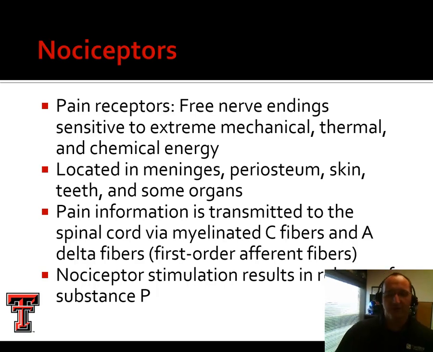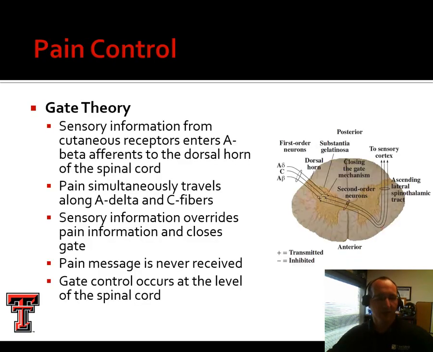Okay, so pain information gets transmitted to the spinal cord via myelinated C fibers and A delta fibers. And you can think of C fibers as kind of smaller diameter, more for chronic pain, and A delta fibers are for acute. They're larger, faster conducting. Nociceptor stimulation results in the release of substance P in the spinal cord.